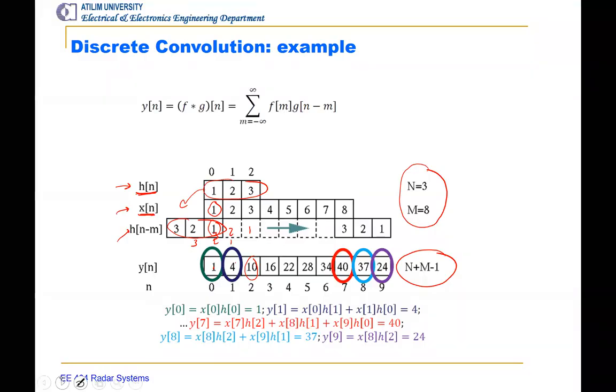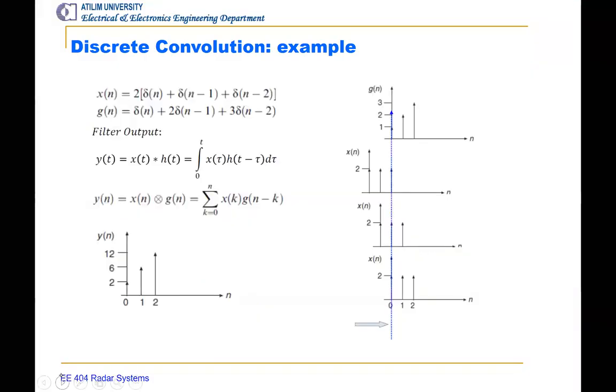We can also illustrate this as a graphical process for discrete convolution. Here is x(n), here is g(n), and mathematically the output is the convolution of the input and the impulse response.